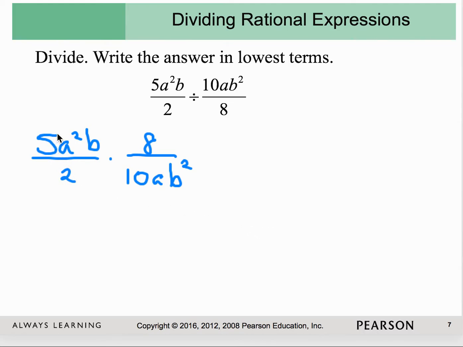Okay, I see here's a 5 and a 10. Here's an a squared and an a, so 1a gets to go away. Here's a b, and here's 2 b's, so get rid of one of them. Oh, now the 2 and the 8 can divide out. Okay, so all that's left up here, there's still an a, and there's a 4. Down here, there's a 2 and a b.